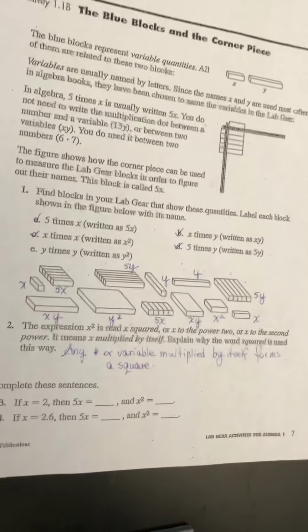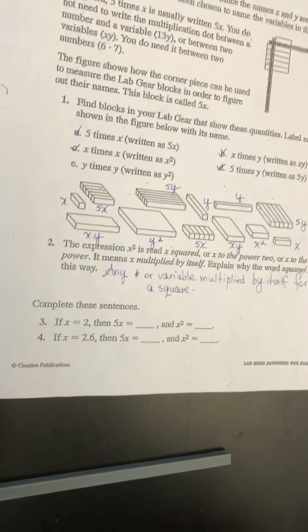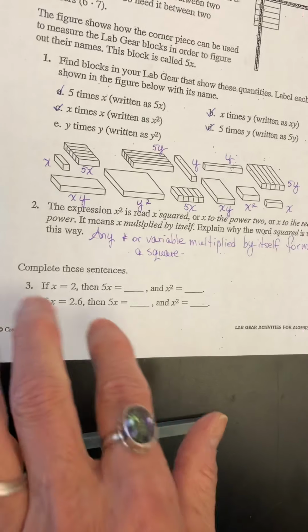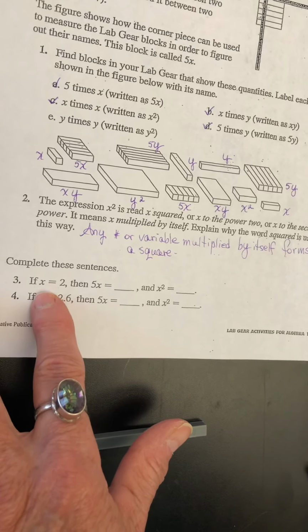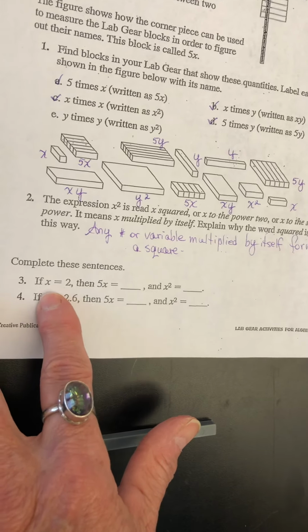All right, and if we look at number 3 and 4, we see that we can substitute sometimes numbers for the variable. So if I have x equals 2, then 5 times x equals what? So if x is 2 and I have a 5 bar times 2, I'm going to have what? 10, right? Okay, so I'll have 10 here.